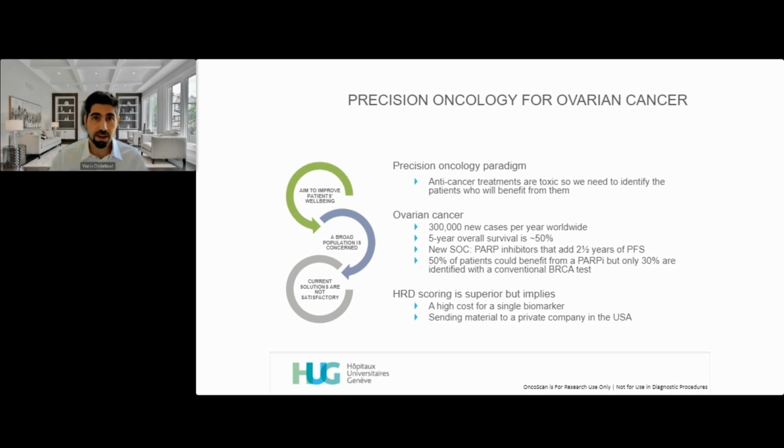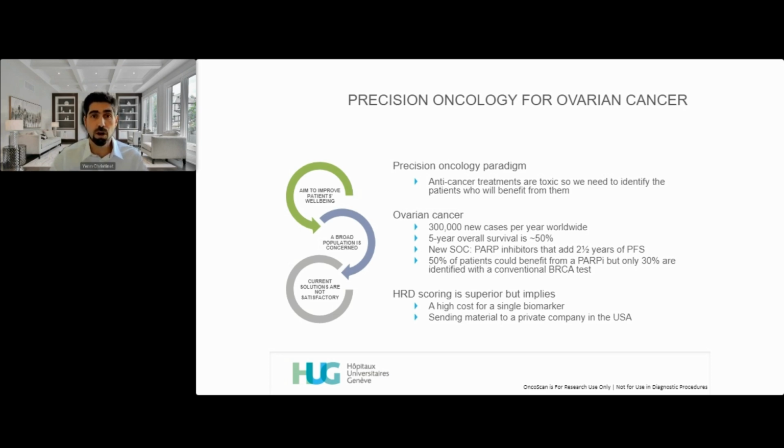Now, ovarian cancer, we have roughly 300,000 new cases per year worldwide. And the 5-year overall survival is roughly 50%. So that's quite a deadly disease. There is some hope, though. There's a new standard of care recently, PARP inhibitors, and given as a maintenance treatment, they add roughly 2.5 years of progression-free survival, which we call PFS.